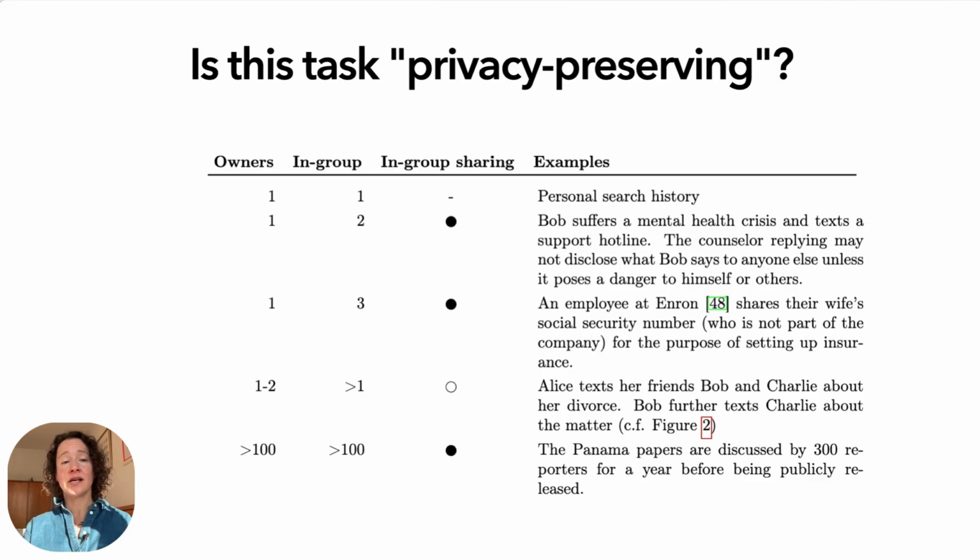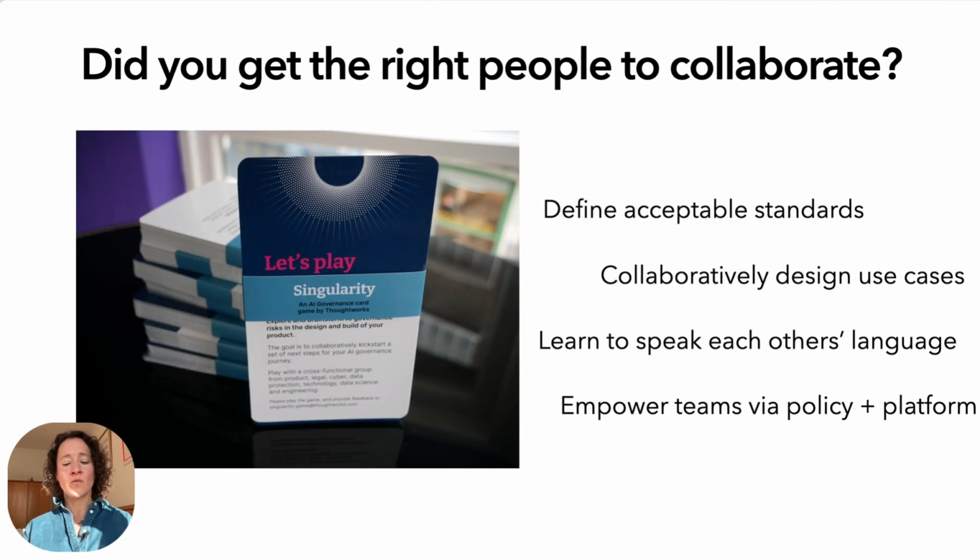I'm curious as to your thoughts on this and the conversations that you've had around this. And then finally, one thing where I see a lot of differential privacy projects fail is getting the right people in the room to collaborate the right way.